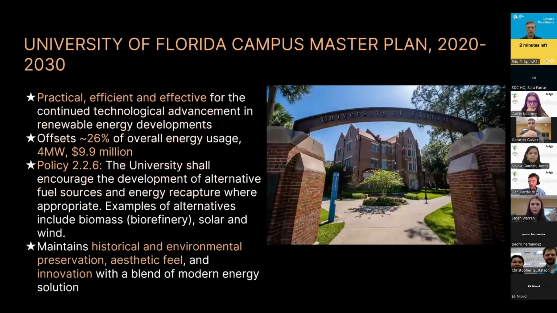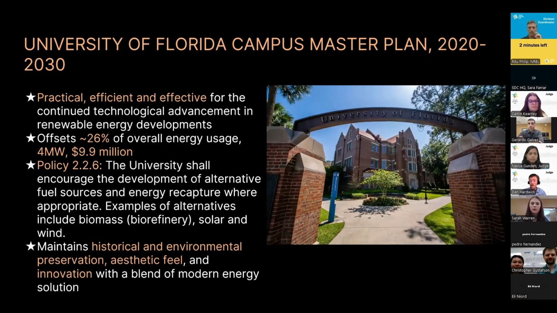So overall, we hope that you take from this that this is a practical, effective, and efficient way of understanding a solar solution to an energy issue here on the University of Florida's campus. We took great inspiration from the strategic development plan, as well as the campus master plan from 2020 to 2030. Policy 2.2.6 says the university shall encourage the development of alternative fuel sources and energy recapture where appropriate. Examples of this include solar, of course.